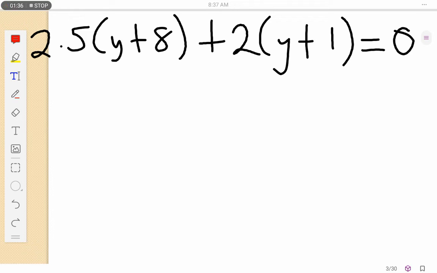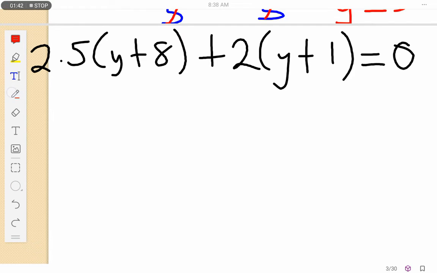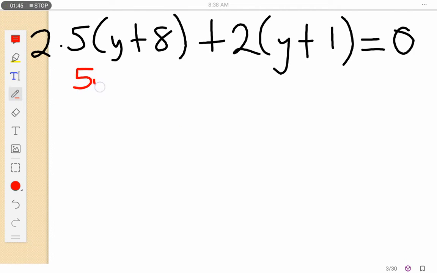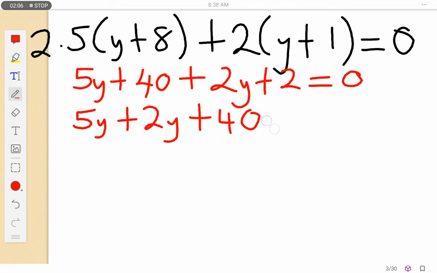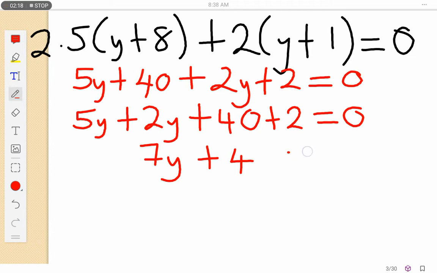So we are going to remove the brackets again and then we solve. For the first one, I'll have 5y. 5y plus 8 times 5, we get 40 there. Then plus 2y, then plus 2, is equal to 0. Grouping like terms, I've got 5y plus 2y, then plus 40, then plus 2, is equal to 0. So I've got 7y here, then plus 42 here is equal to 0.